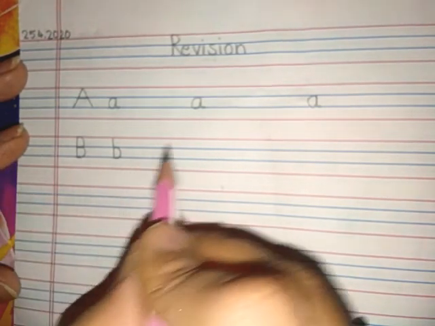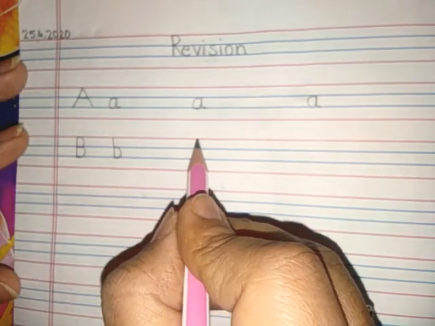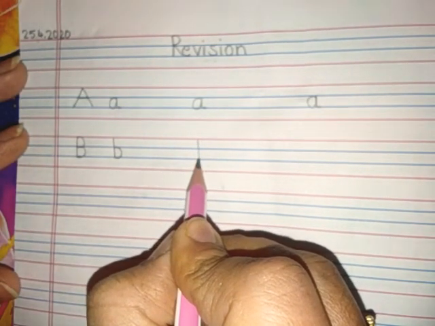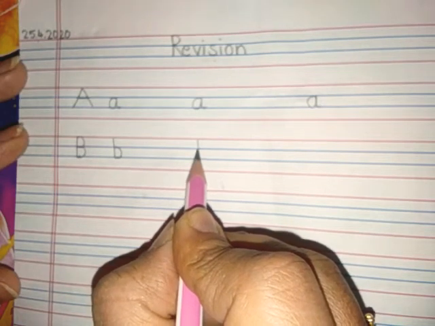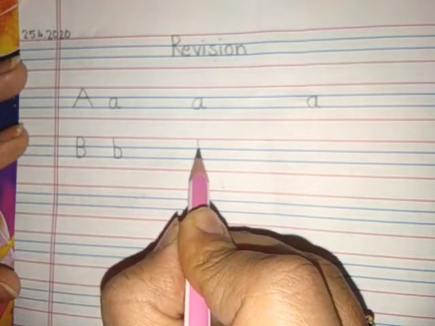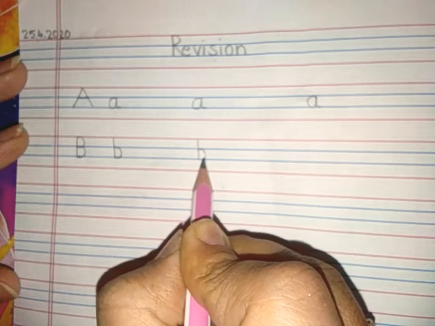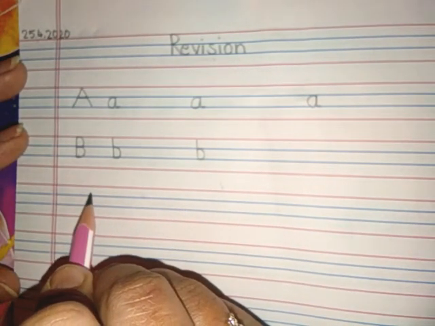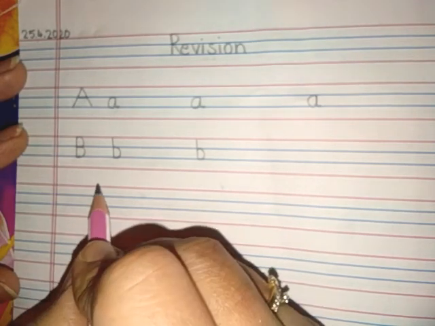Don't lift your pencil. Once again, standing line from the red line to the blue line, second blue line, then go back to the first blue line, make a curve here, touch the second blue line. Okay, don't lift your pencil. See, ma'am is not lifting her pencil.